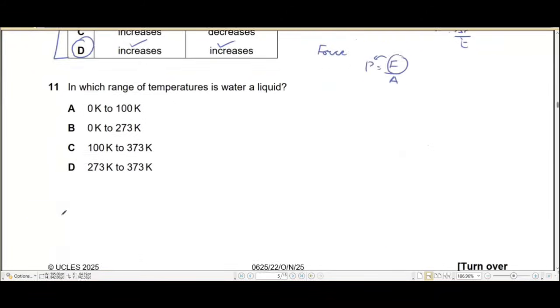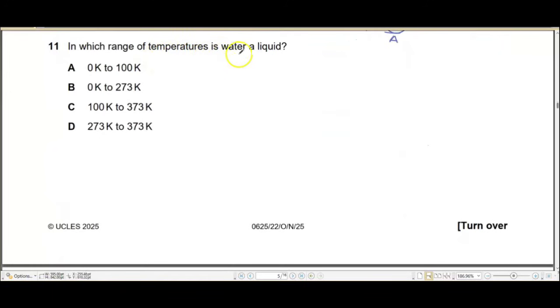Okay. Question number 11. In which range of temperatures is water a liquid? Okay. Keep an eye on the fact that they have given you the scale for the temperature in Kelvin and not degree C. You know that the liquid melts and freezes at 0 degree C and boils at 100 degree C. So at both these temperatures and the temperatures in between these, the water is going to be liquid. At a temperature below this, it's going to be solid, and above this temperature, it is going to be gas. So if we look over here, 0 Kelvin is equal to minus 273 degrees C.